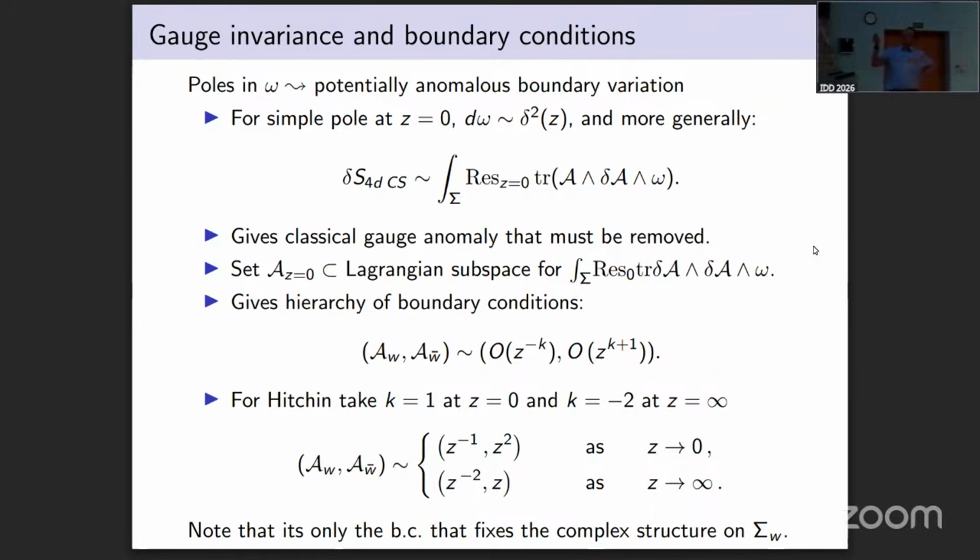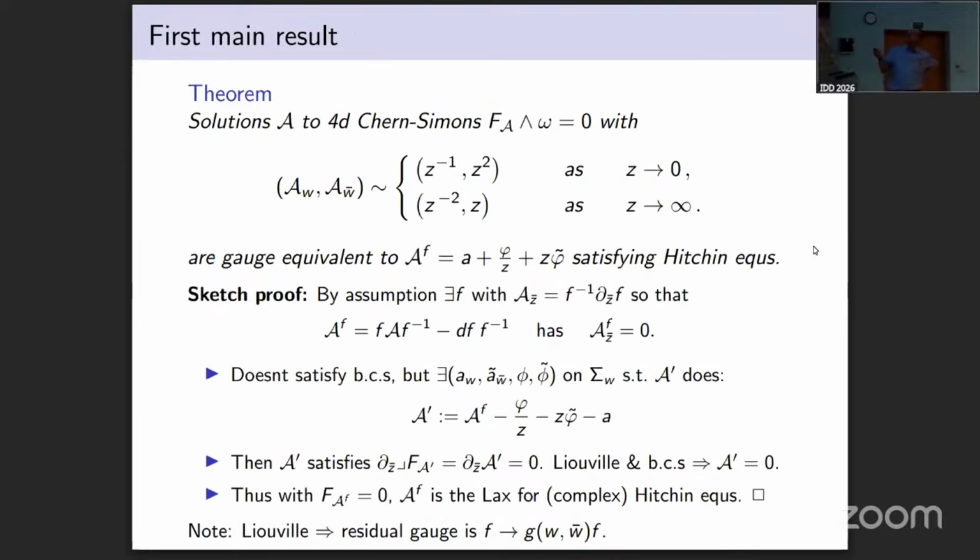Okay, so that's how we deal with the boundary conditions. I haven't been looking at the time. I'm getting close to the end point. Okay, I better go faster, sorry.